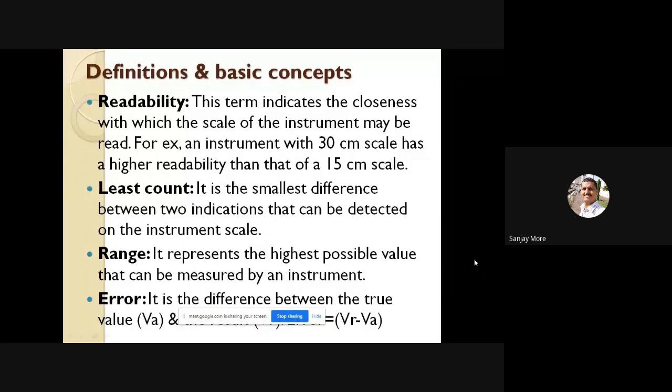The next definition is range. Range is defined as the difference between the lowest and highest value calculated for this instrument. It represents the highest possible value that can be measured by the instrument. Then next is error. Error means the difference between the actual reading and the standard reading.